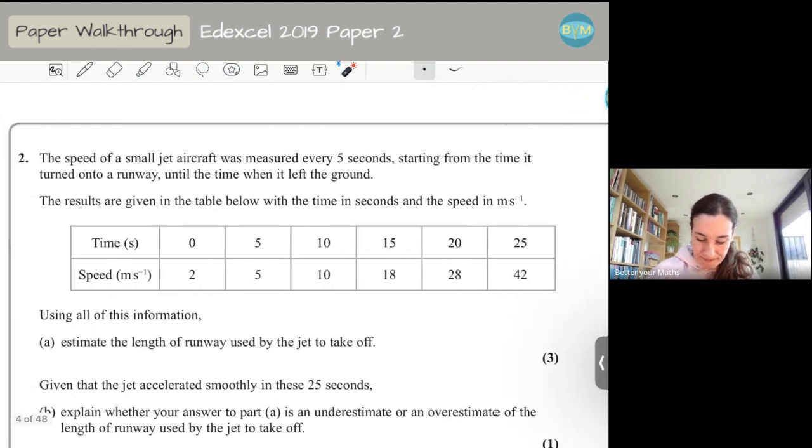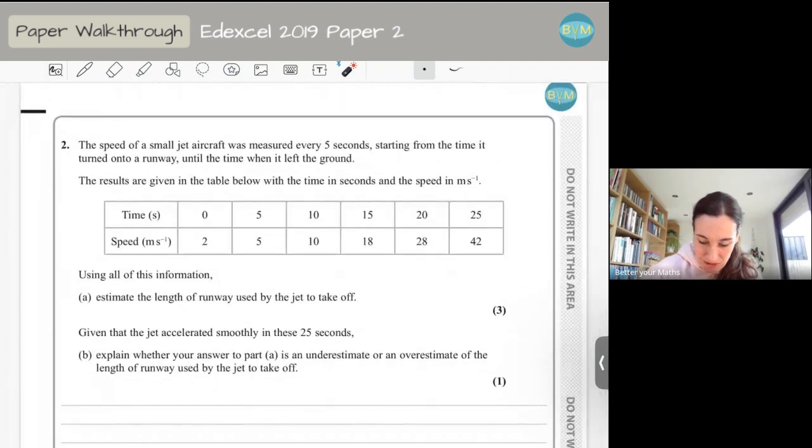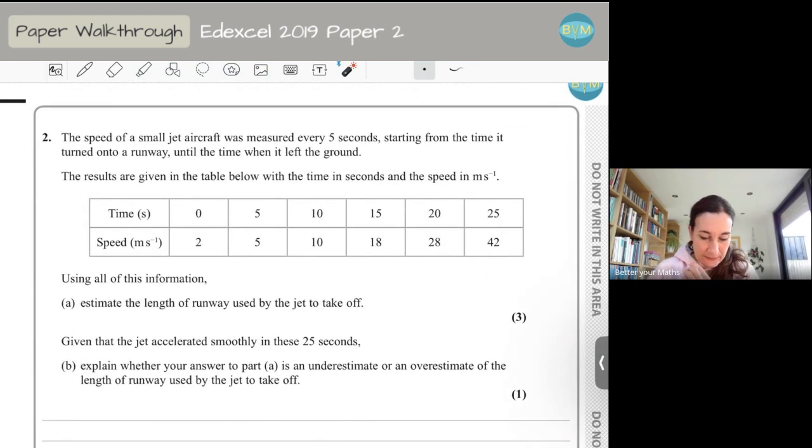Next question. This one is a bit strange, I would say. So please try to read it. I give you like a minute to read it. You have the speed of a small jet aircraft was measured every 5 seconds, starting from the time it turned onto a runway until the time when it left the ground. So the results are given in this table.